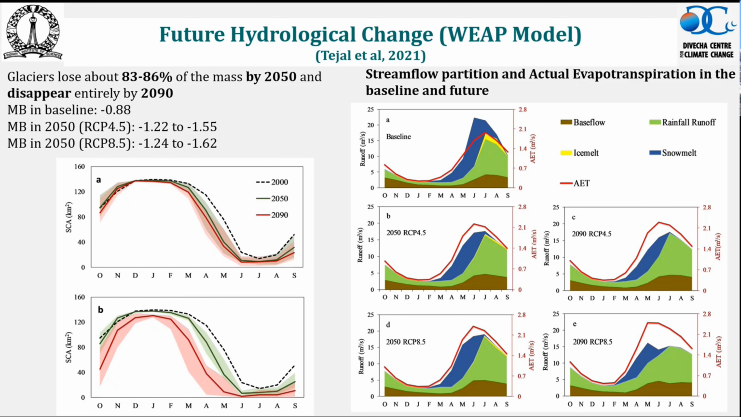So this is the same idea which I was talking about earlier, what is articulated in that paper about the 0 degree isotherm. So it is indeed the same idea used in this model. And then you try to say under different RCPs, we will look into the RCPs subsequently in the next couple of slides. But here you can see how glaciers will lose mass by 2050 and disappear entirely by 2090.